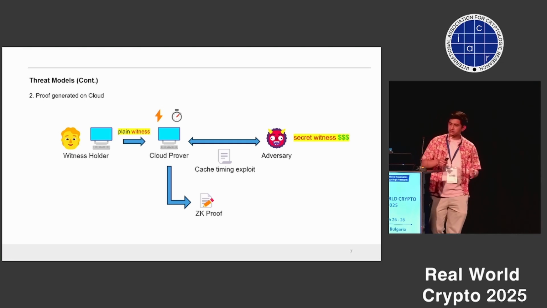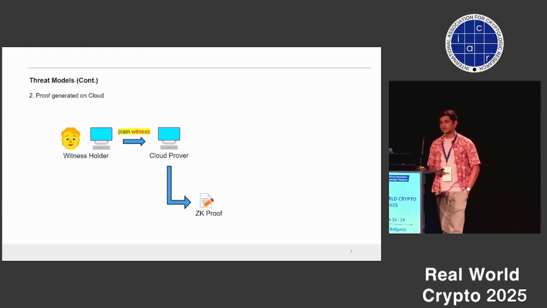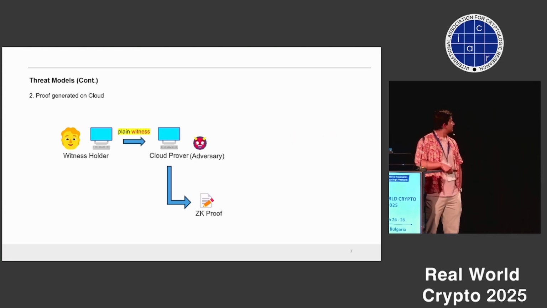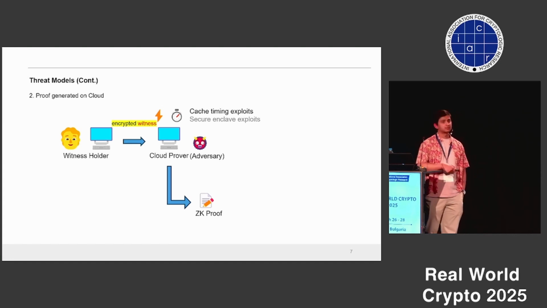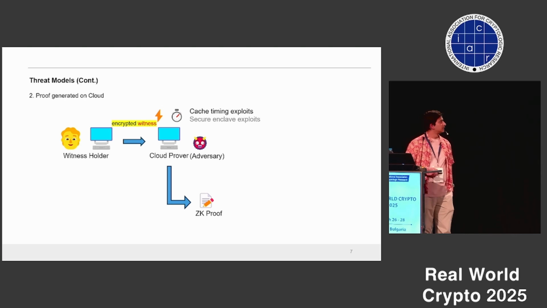A bit different direction of the same threat model would be that the cloud prover itself is the adversary. In this case, the witness holder will not send a plain witness, but rather an encrypted witness. But here also cache timing exploits are possible, especially when targeting the application processor, and also secure enclave exploits are possible, but we don't cover that in this work.